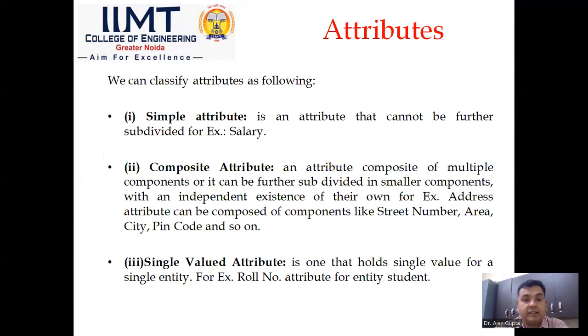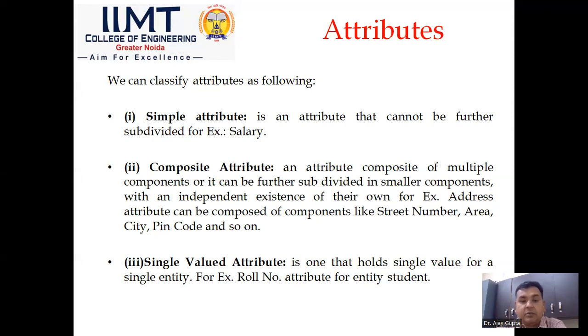Next, we can classify attributes as follows. First is simple attribute. A simple attribute is an attribute that cannot be further subdivided. For example, salary. If a person has a salary of 5,000 rupees, then 5,000 is represented as 5 and 000. We can't segregate 5 from 000, or segregate any zero from the 5,000. As a whole, it means 5,000. So a simple attribute can't be divided further.